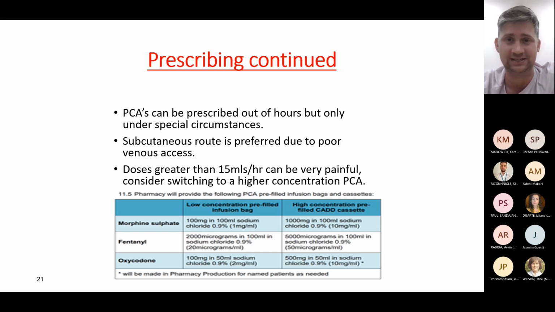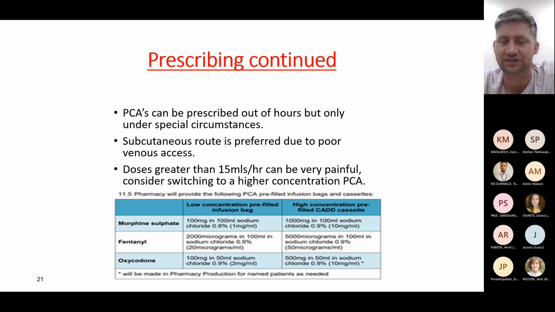For example, the hematology trained nurses are trained at a higher level, so they're able to program pumps and set them up. However, elsewhere in the hospital, it's down to the on-call anaesthetist who might be intubating someone in A&E, so there might be a delay, there might be some issues.